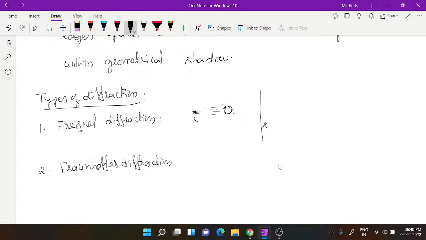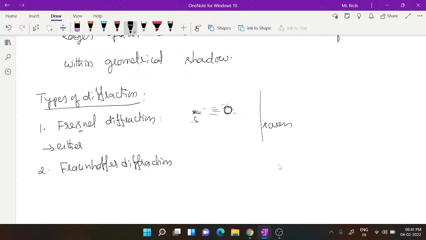This is the source and this is the screen. If both the source and the screen, or any of these, are at finite distance, then the diffraction phenomenon taking place in this arrangement will be called the Fresnel diffraction arrangement. Or this diffraction happening here will be called Fresnel diffraction.